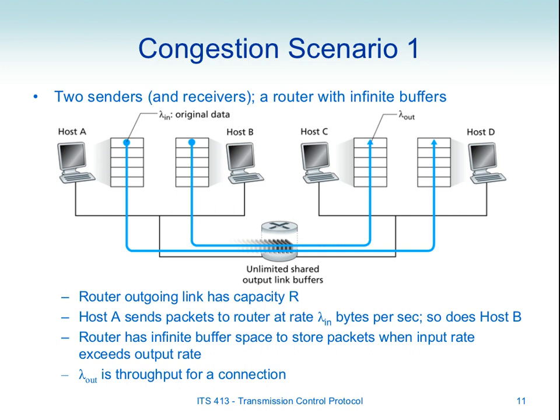Let's look at host A sending its data to host D. Host A is sending at a rate lambda in. Let's say both hosts, A and B, get the same share of the bandwidth. What's the maximum throughput host A can achieve? Ignoring congestion, what's the maximum that we could achieve with host A? The best we can ever hope for?